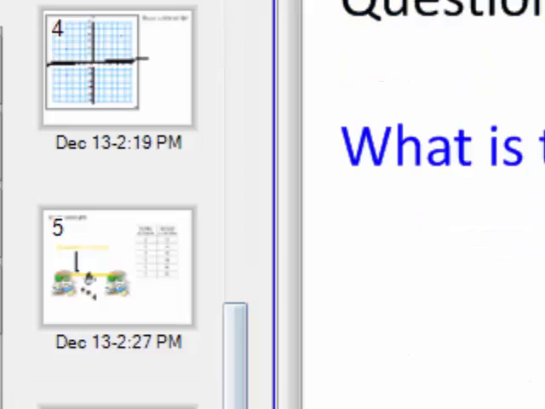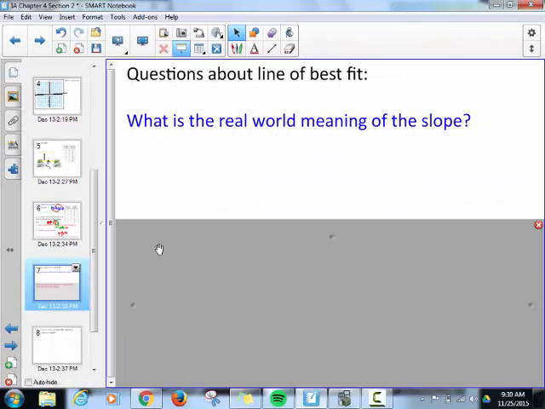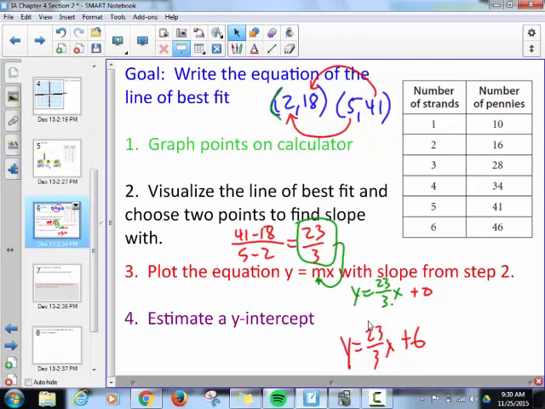Okay, so let's take a look. What is the real world meaning of the slope? What does the slope mean, this 23/3 in this place? Well, remember, it's rise over run. So really, rise are my y. So there's really 23 pennies for every 3 spaghetti strands?